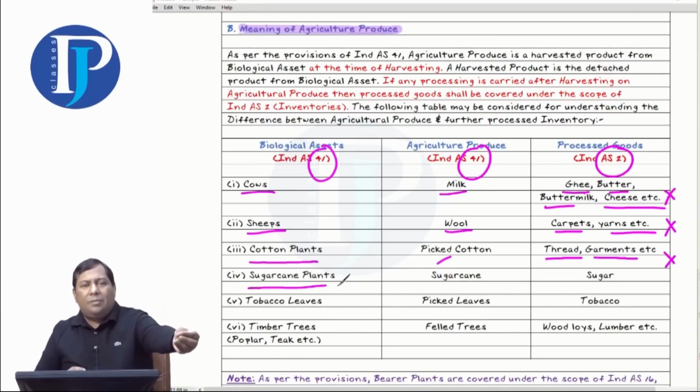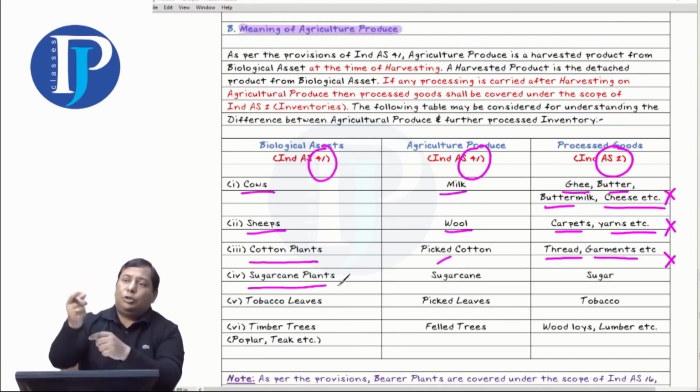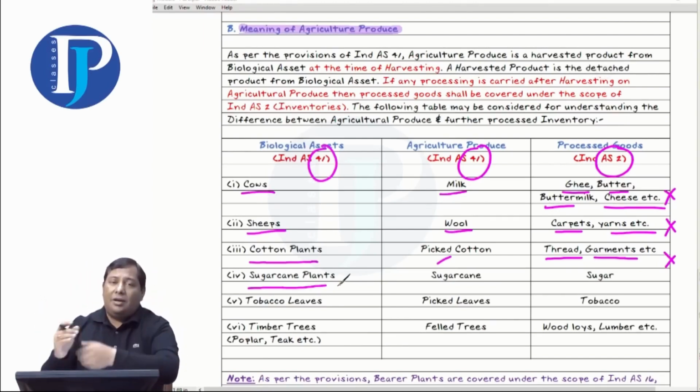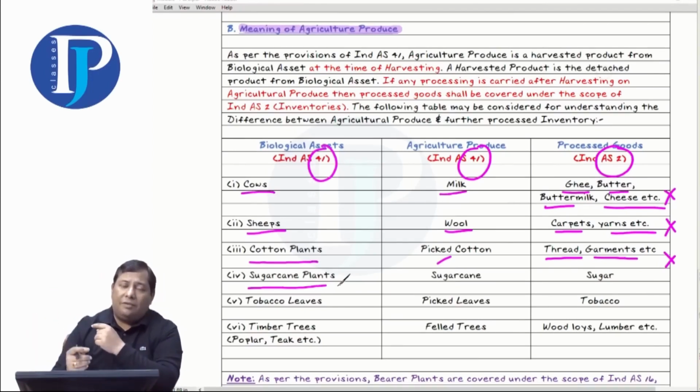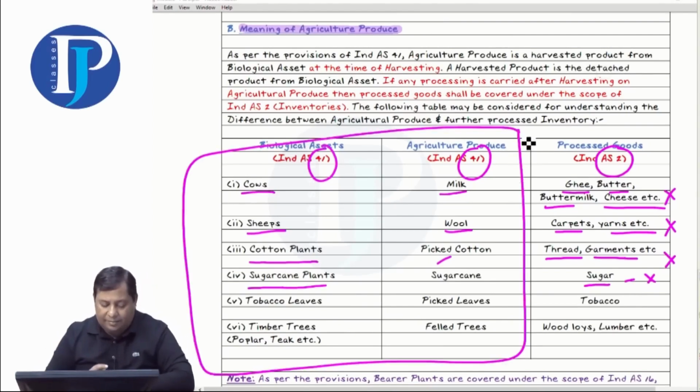Suppose you have a sugarcane farm, living plants, Ind AS 41. Harvested it. This will also come in Ind AS 41. You took it to the sugar mill and it was processed to make refined sugar. It falls under Ind AS 2 and it does not fall in the scope of Ind AS 41.